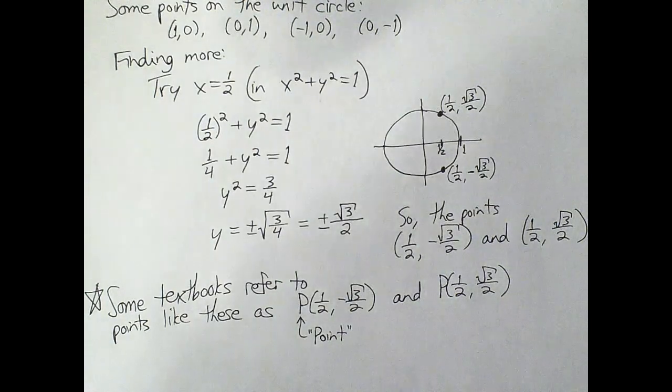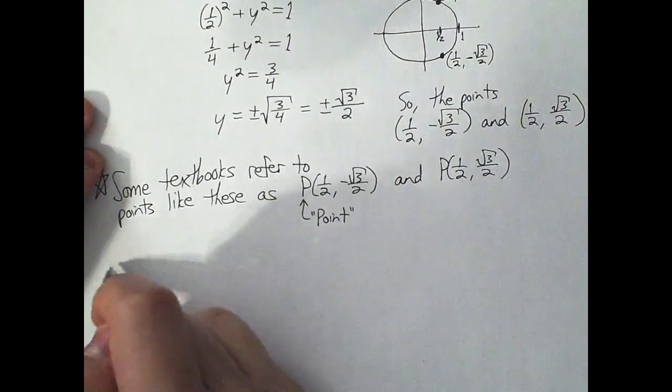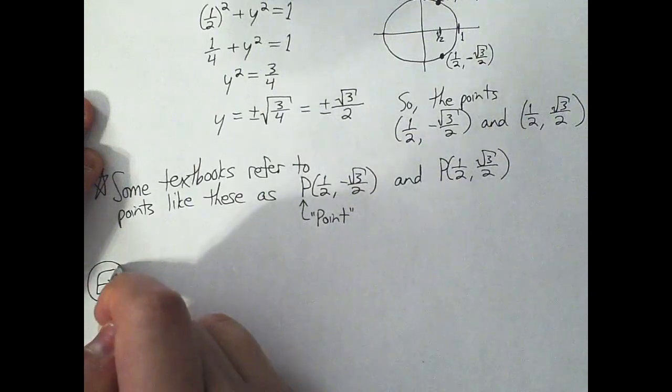Typically, I'm just going to write the coordinates x comma y with parentheses around them. And we understand that this is in reference to a point. If you have learned the way with writing a P in front or writing some other letter in front, that's perfectly fine if you want to write it that way. I just usually won't.